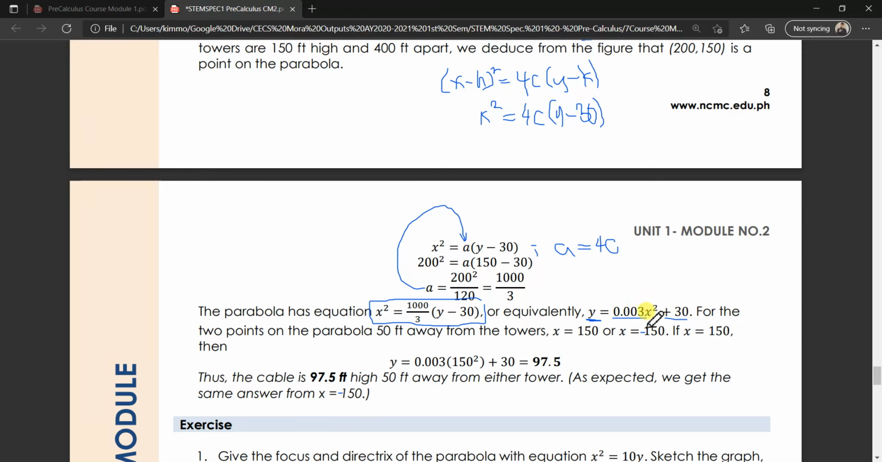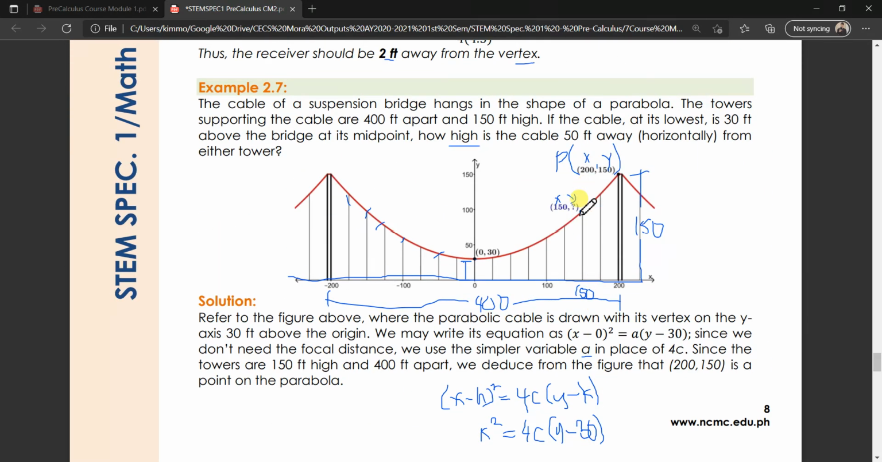So if you're going to substitute the value of your x here, so again, ang value sa atong x is equal to 150. So 150 squared is equal to 22,500. Then you multiply it by 0.003. So that is 67.5. Then you add 30. So that will result to 97.5. So this is our final answer. So at this point, ang answer nato sa atong y is equal to 97.5.